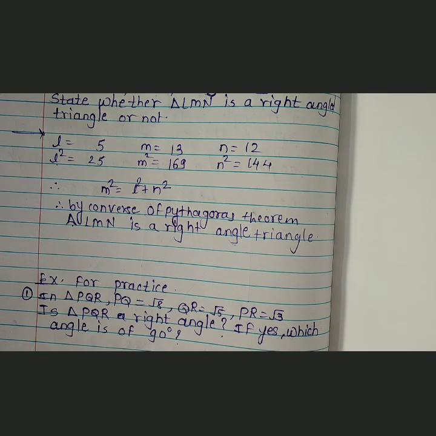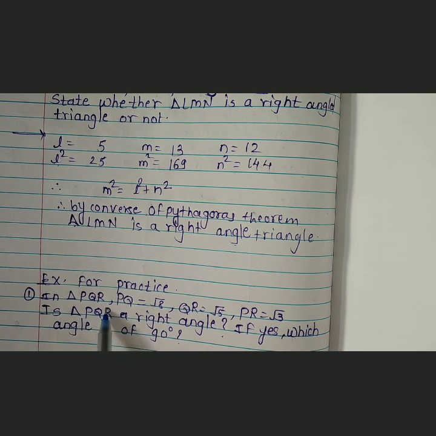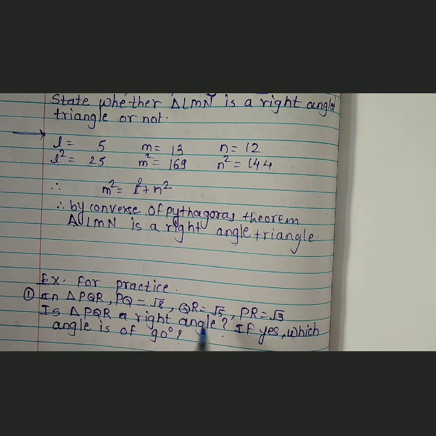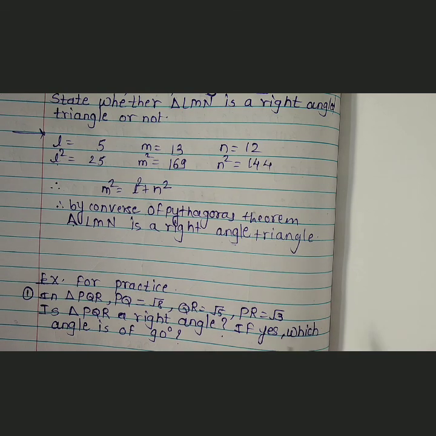Now the example for practice: in triangle PQR, PQ is equal to root 8, QR is equal to root 5, PR is equal to root 3. Is triangle PQR a right angle triangle? If so, which angle is of 90 degree? Solve it and also solve practice set 2.1.